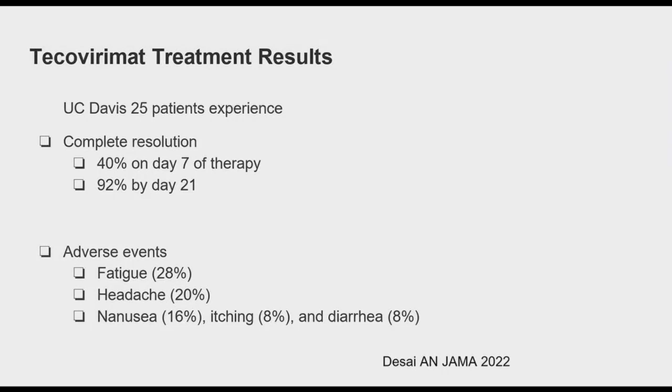And there are some preliminary reports on the treatment results of tecovirimat. The UC Davis report of 25 patients found that 40% had complete resolution on day 7, and 92% had complete resolution by day 21. And there were a few non-specific adverse events. For example, 28% reported fatigue, 20% reported headache, and others such as nausea, itching, and diarrhea.